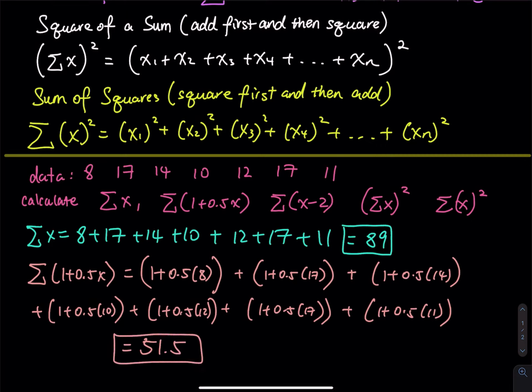So let's say the first one right here. So the first one is, you have what? You have 1 plus 4, right? And then so on and so forth. So take the number times 0.5, which means divided by 2, and then you add 1 to it.